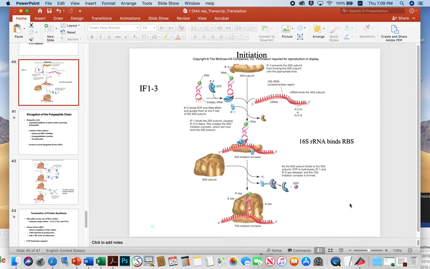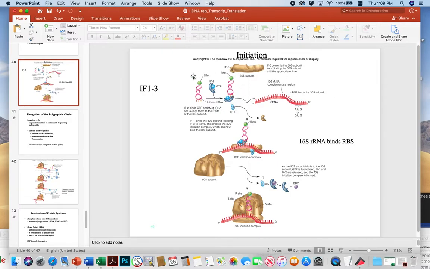So in this particular slide, you're looking at the formation of the 30S initiation complex, which begins with IF3 binding to the 30S ribosomal subunit. And that step is essential to keep the 50S subunit from prematurely binding and making a little ribosome sandwich before the messenger RNA can bind.